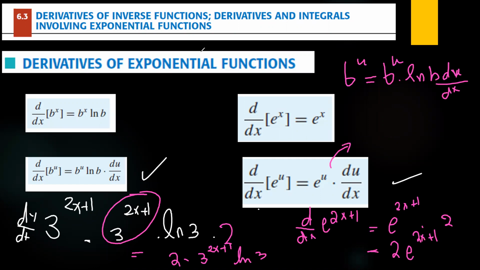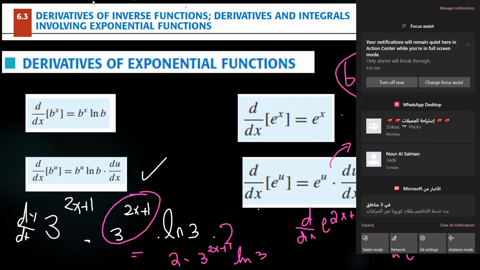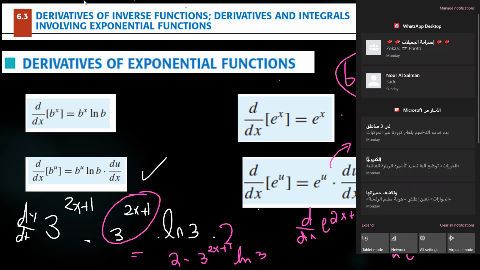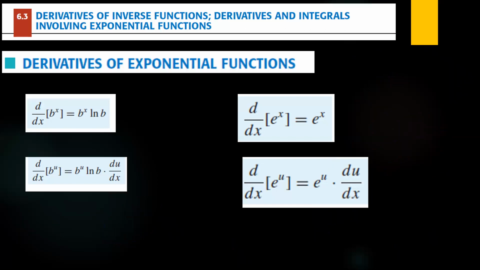Here it's approximately the same. It is e to the power u times ln e times du over dx. But since ln e is 1, you only say it is e to the power u times du over dx. So the derivative of b to the power u is b to the power u ln b times du over dx. And d over dx for e to the power u is e to the power u times du over dx. Let's start now having some examples.